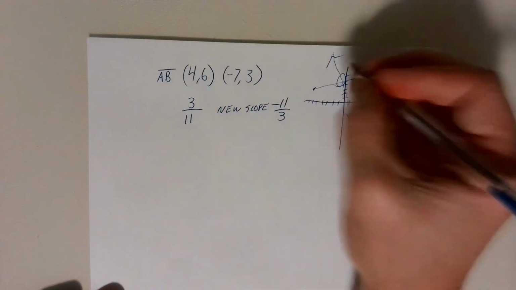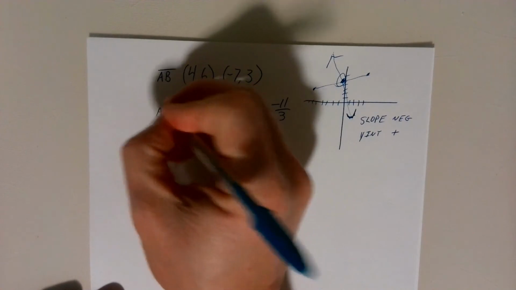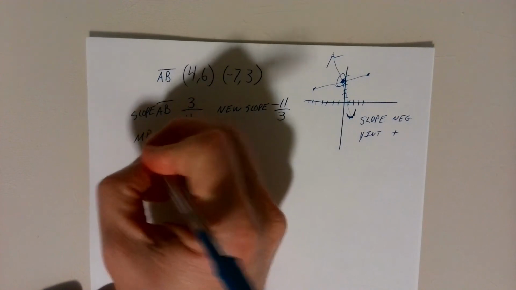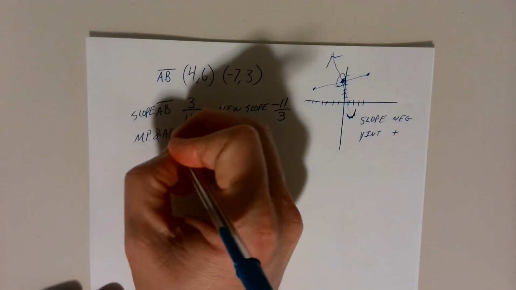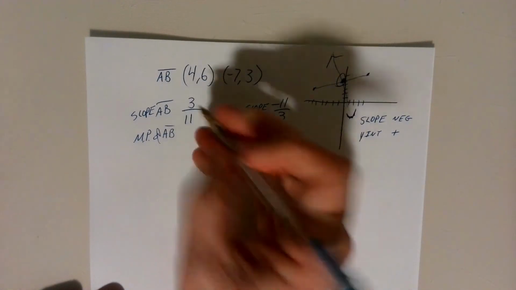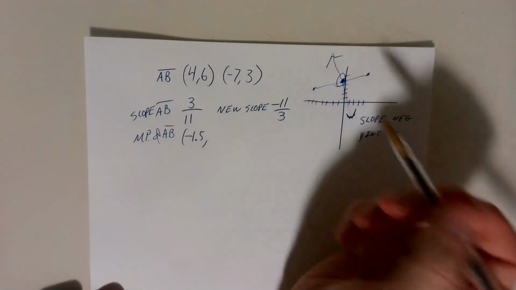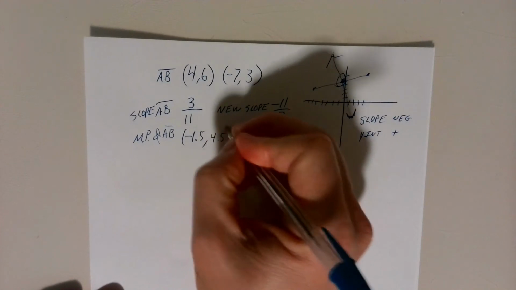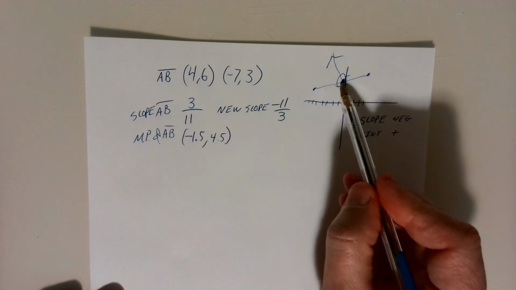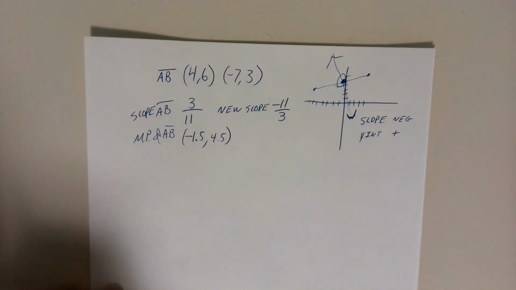Okay, so now it also has to go through this point. Well, that point's the midpoint. So if this is the slope of AB, now I need the midpoint of AB. Well, that's add the x's together, right? 4 and negative 7 is negative 3. Half of that is negative 1.5. And 6 and 3 is 9. Half of that is 4.5. And before I move on, I look at this and go, hey, is that about right? Negative 1.5, 4.5. Yay, it looks about right. So everything that I've seen makes sense so far, okay?